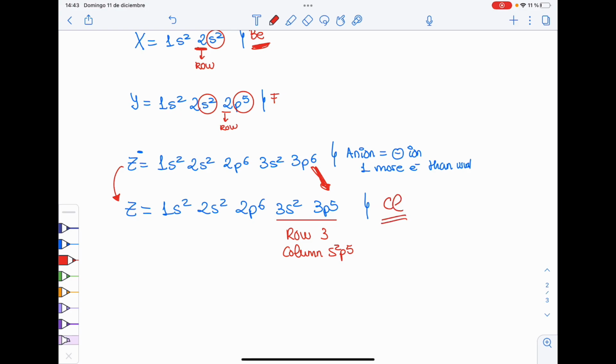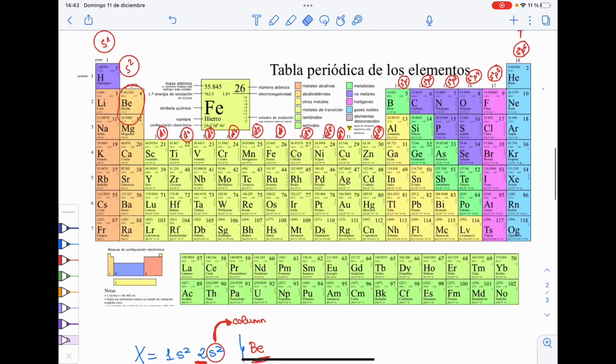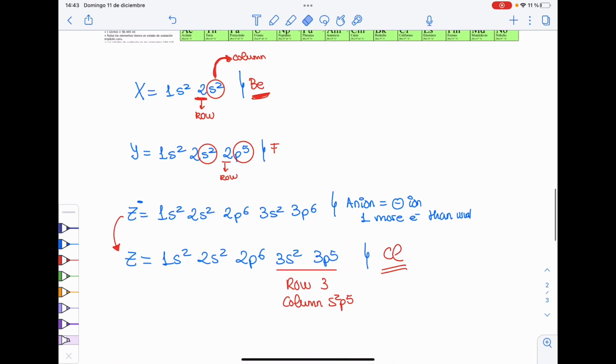This element is chlorum. Okay, I hope you understand the things that I explained, and also remember to do the exercises that we did in class and practice.